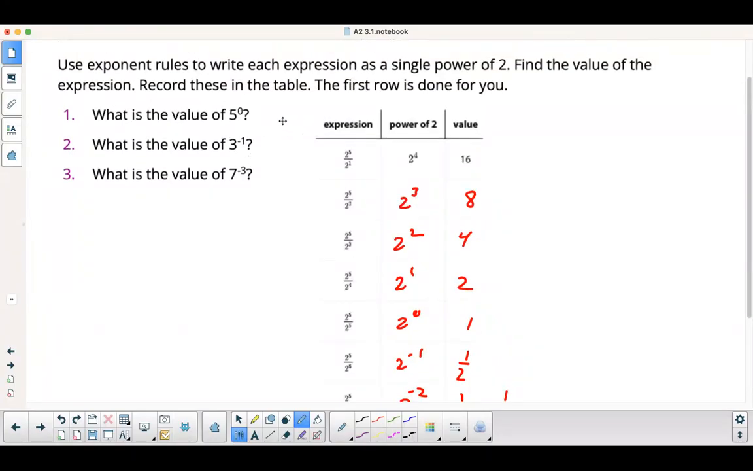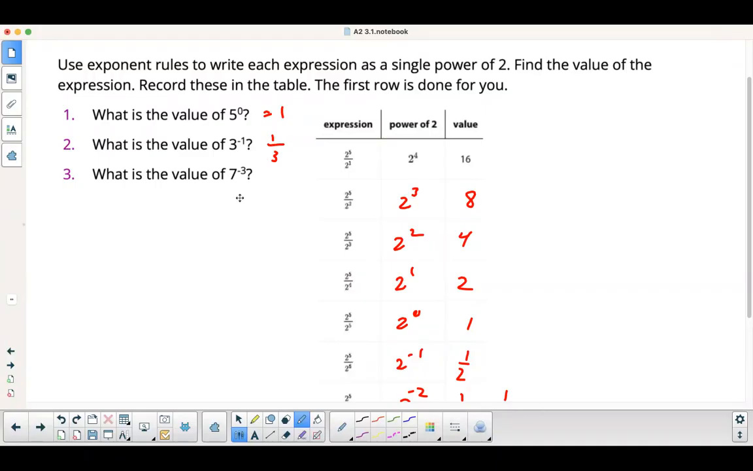So what's the value of 5 to the 0? Well, anything to the 0 is 1. 3 to the negative 1, you flip it, make it a reciprocal. 1 over 3 to the positive 1. I don't need that positive 1 there, though. So I don't need the power of 1. I can just leave it as 1 over 3.